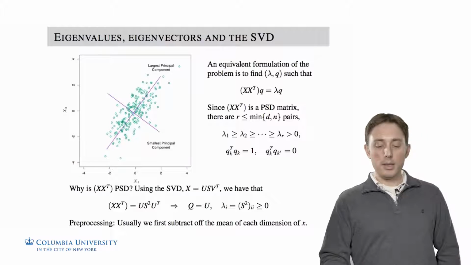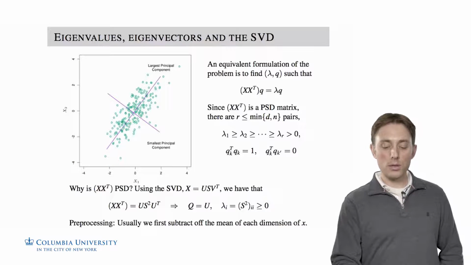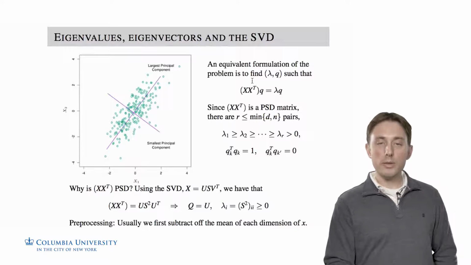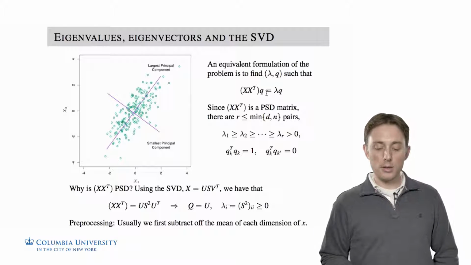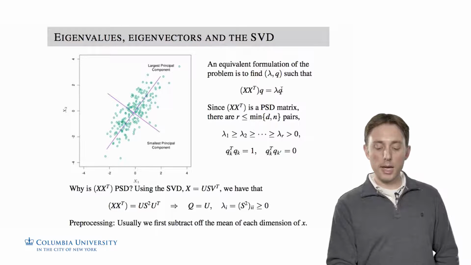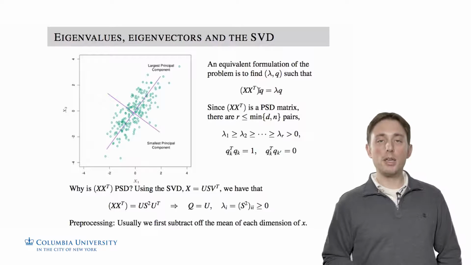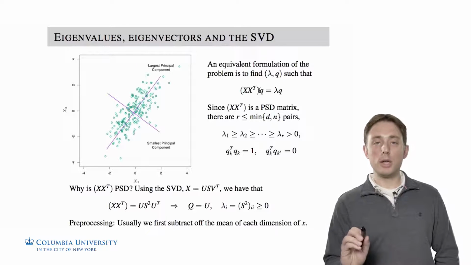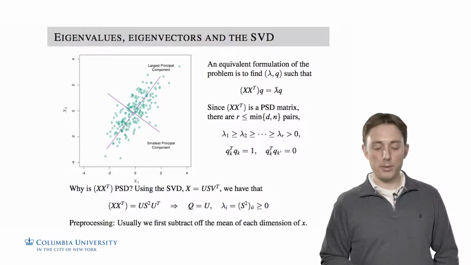Another way that we can write this eigenvalue problem is as follows. We can mathematically equivalently say that we're trying to find a vector q and a scalar lambda such that q times this matrix product is equal to lambda times the same vector. So what we're saying is that this matrix multiplied by q doesn't change its direction, it only stretches it by a value lambda.